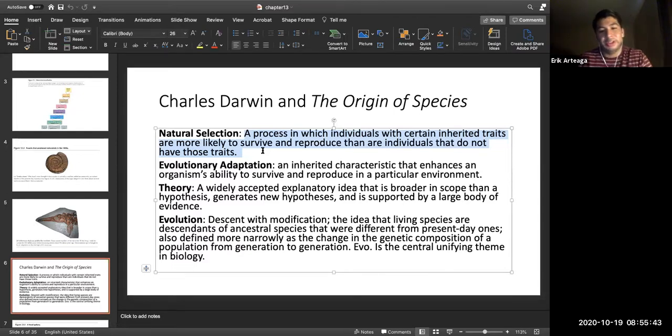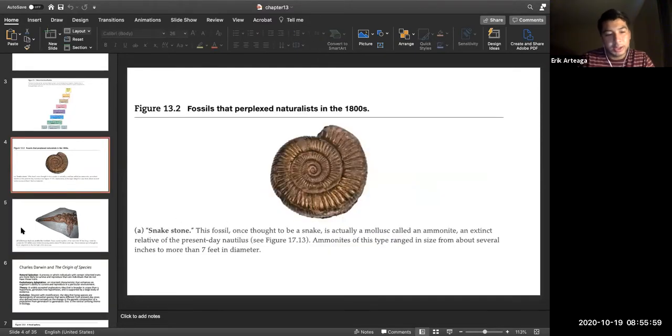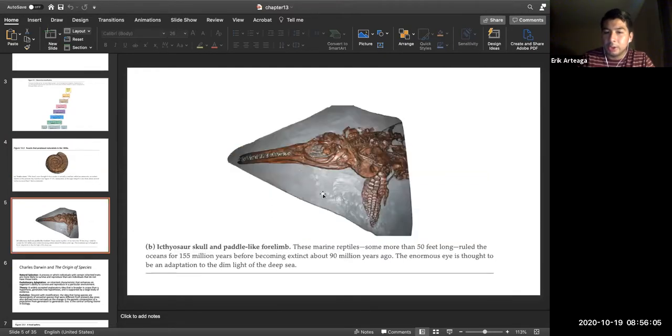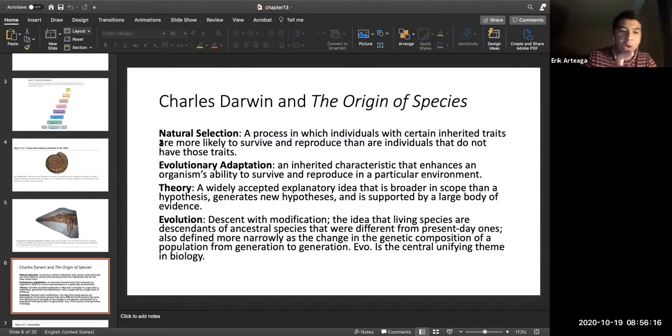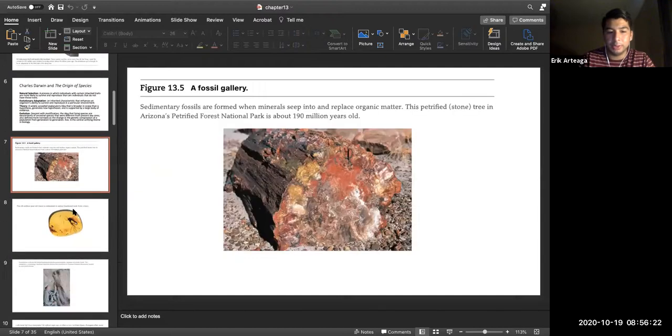So evolution refers to descent with modification, an idea that living species are descendants of ancestral species that were different from present day ones. We have the proof in the fossil record. We have various organisms that were once there that are not there anymore. We can compare these ancient reptiles or mammals to the descendants of those organisms that we see now. So the comparison can be made.